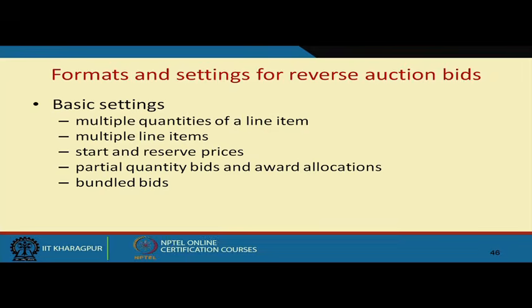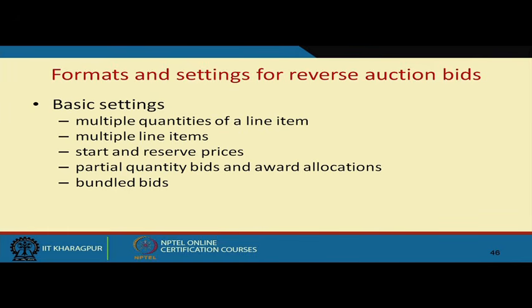Then it may have the provision for buying partial quantity bids. By partial quantity bids we mean, suppose we would like to buy, let us say, 100 units of something. If some supplier is offering 50 units at a lower price, we should be able to buy it. Then it may have a provision for bundled bids. By bundled bids we mean combining multiple items together. Many times when we combine multiple items, the price actually goes down. So, it should have the provision for bundled bids as well.